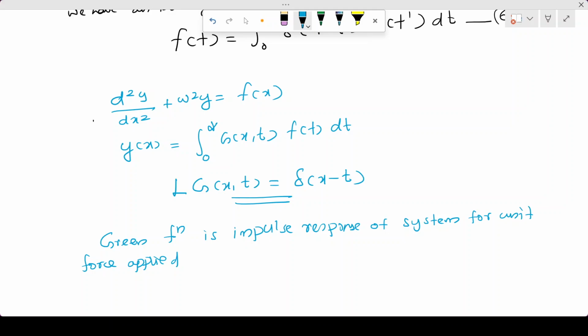Okay, so that's it for today, and in the next session we'll be discussing the one-dimensional Green's function and different properties of a Green's function. How can we say that a particular function is a Green's function? What are the properties to be satisfied? Those things we'll discuss in the next lecture.